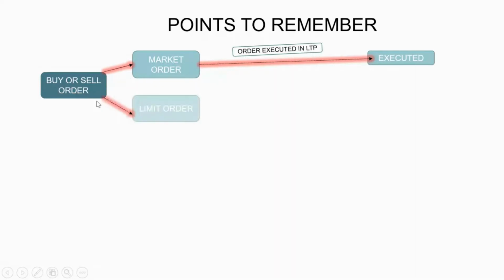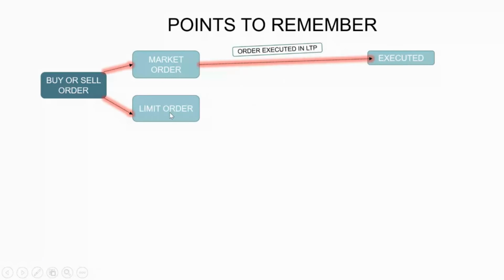But what happens in a limit order? Now you know that in a limit order, we decide the price for our transaction. That means we decide at what price we will buy the shares or at what price we will sell the shares. So once we click on the buy or sell button in a limit order, our order will get placed in a queue. It won't get executed immediately. Why? Because you are not trading at the market price. The order will get executed only when the market price matches your defined order price.